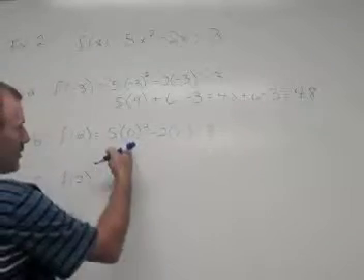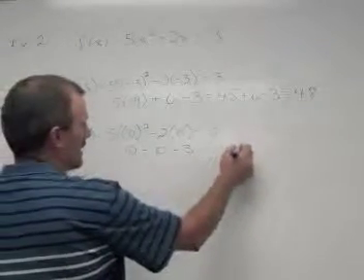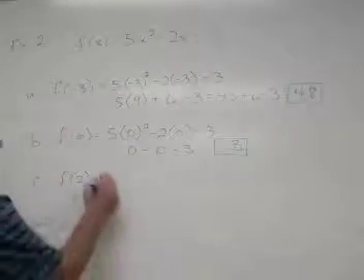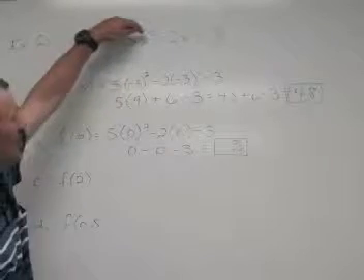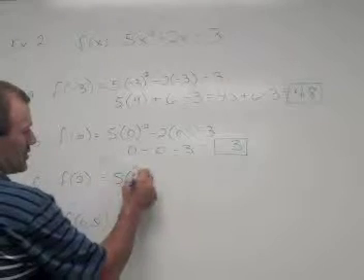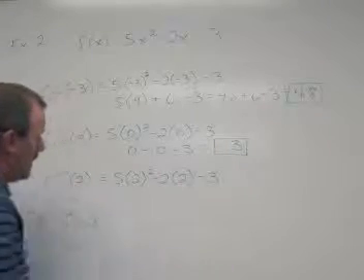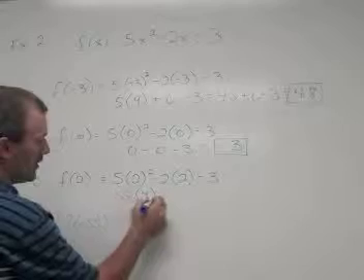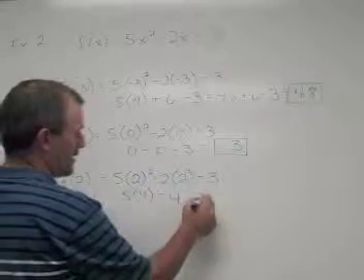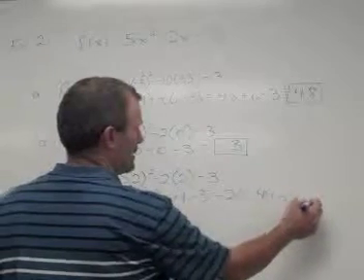Well, 0 squared is 0, times 5 is 0, minus 2 times 0 is 0, minus 3. So that one gives us -3. When we plug in the 2, again, we're replacing the generic x input value with a specific input value of 2. So 5 times 2 squared minus 2 times 2 minus 3. So that gives us 5 times 4 minus 2 times 2 minus 3, and that is 20 minus 4 minus 3, and that is 13.